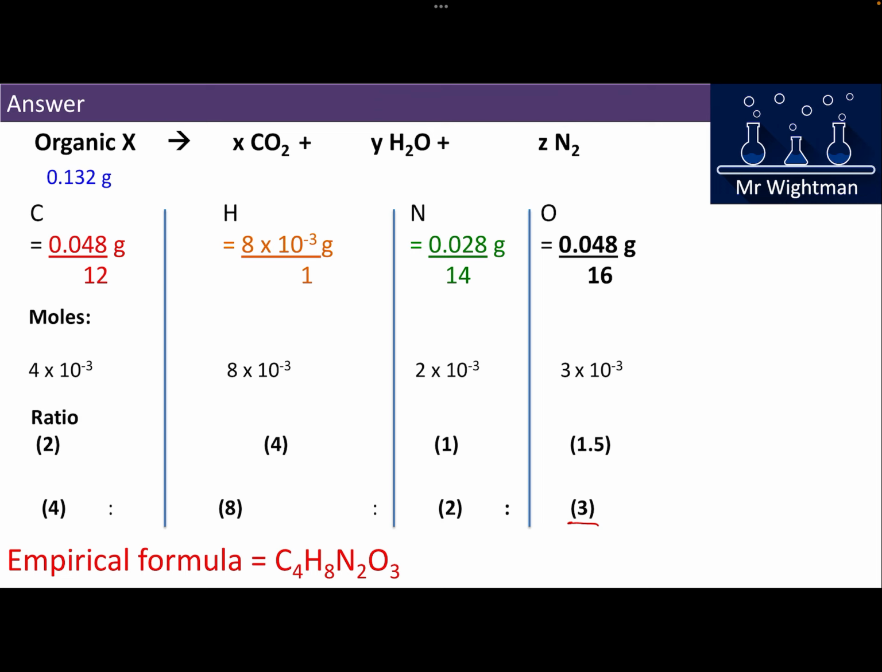H8N2O3. And in the previous part of the question, it said that the molar mass of organic compound X is 132. So what you need to do is add that up, which I believe comes up to 132 as well, which means the empirical formula is also its molecular formula. And then we have shown that by adding that up.